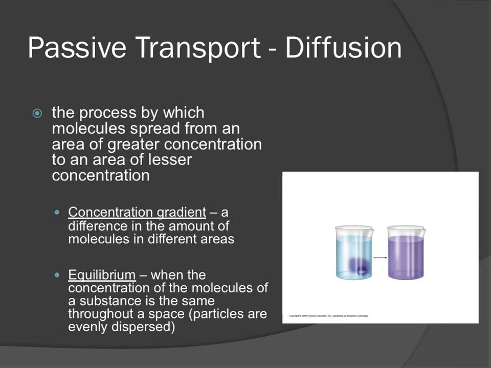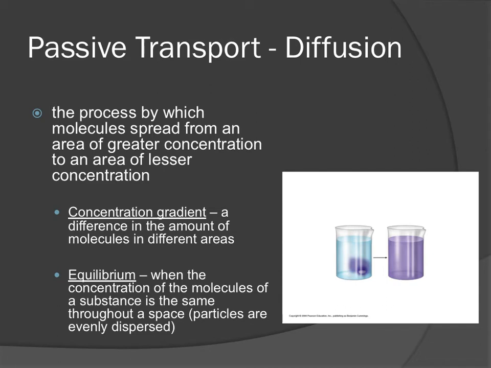So let's start with passive transport of diffusion. So this is the process by which molecules spread from an area of greater concentration to an area of lesser concentration. So we have a concentration gradient, and that is where we find a difference in the amount of molecules in different areas. So then we strive to find equilibrium. So that is when the concentration of the molecules of a substance is the same throughout a space. So the particles evenly disperse until equilibrium is reached.